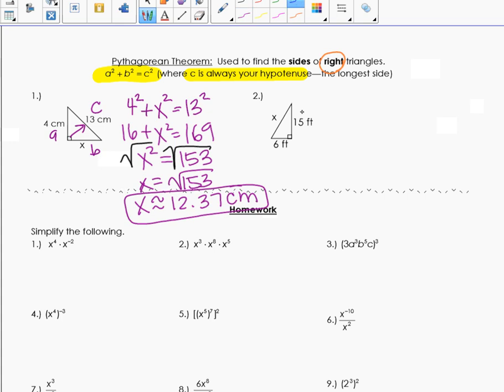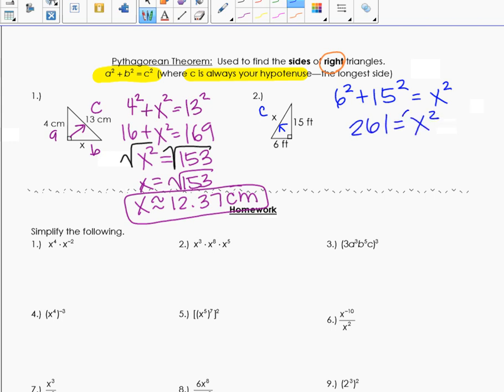Okay. For number 2, across from the hypotenuse is x, so now we're actually looking for the hypotenuse. Again, a and b are interchangeable. It doesn't matter which one's which. So we have 6 squared plus 15 squared equals x squared. So we end up with 36 plus 225. So we get 261 is x squared.